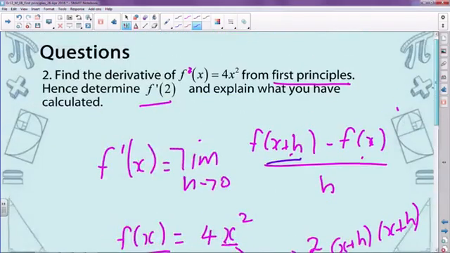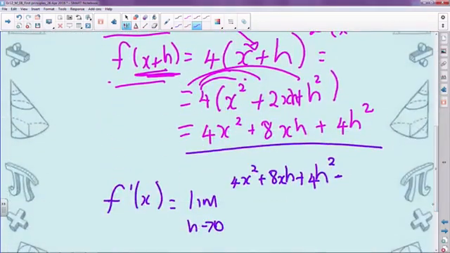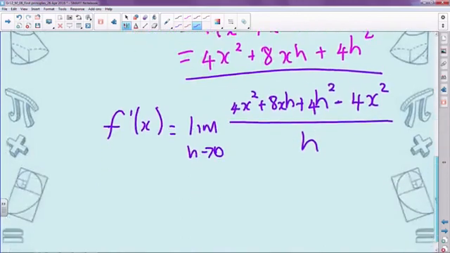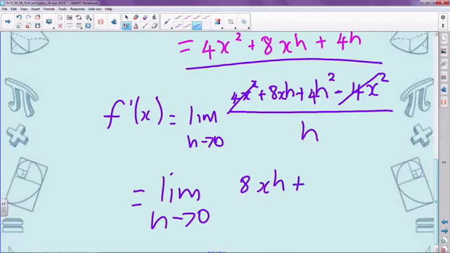That's the next part of the formula. It says minus f of x. So I need to now take away the original function, and then that's all over h. All right, we can do a bit of simplifying here. So again, yes, you do have to write down limit as h approaches naught. Let's subtract: 4x squared minus 4x squared will cancel, and if we simplify that, I'm left with 8xh plus 4h squared all over h.